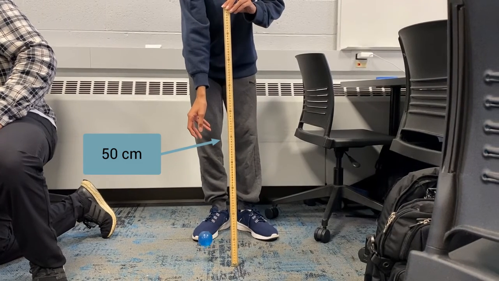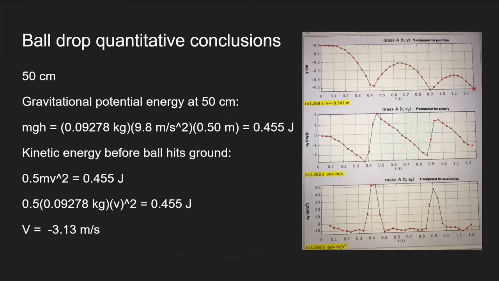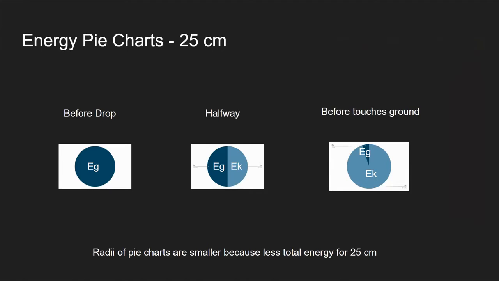Here are the energy pie charts for the 50 centimeter drop. Again, they are the same besides the fact that the radii of the circles are smaller due to there being less total energy. The gravitational potential energy was 0.455 joules, and the kinetic energy just before the ball hit the ground was also 0.455 joules, again showing how the energy is conserved in the system. The velocity is negative 3.13 meters per second.